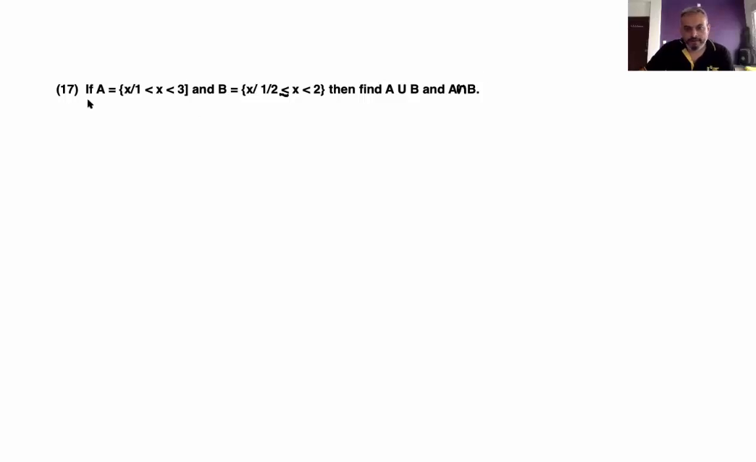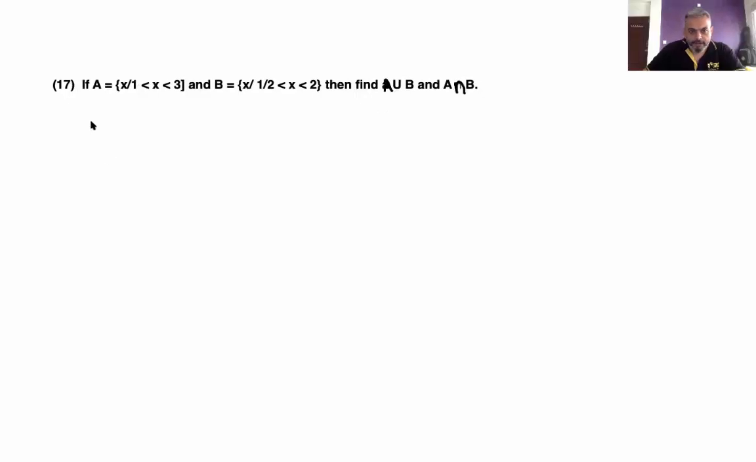Now over here in 17, if A is equal to X, where X is greater than 1, less than 3, and B is equal to X, where X is greater than or equal to half and less than 2, we have to find A union B and A intersection B. Now A is equal to, always write the question first, X, where X is greater than 1, less than 3. This is how we have to read this.